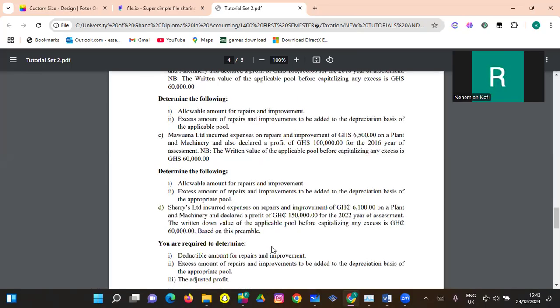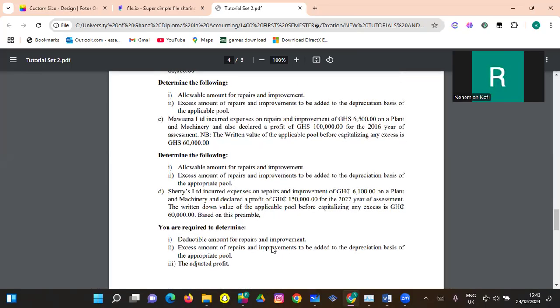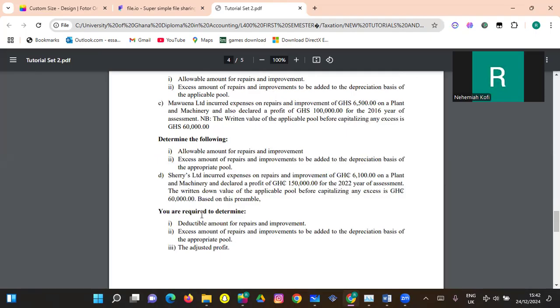Okay, question 7 is even there. All right, so D, Sherry Limited incurred expenses on repairs and improvements, 6,100 on a plant and machinery, and declared a profit of 150,000 for the year 2022, year of assessment. The written down value of the applicable pool before capitalizing any excess was 60,000. Based on this preamble, we are required to determine the deductible amount for repairs and improvements.